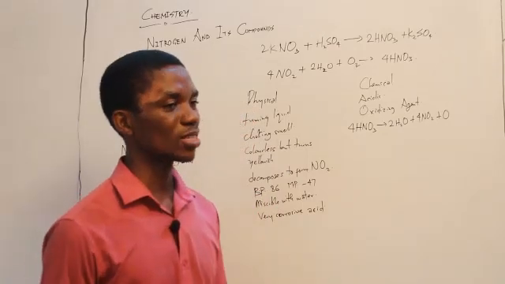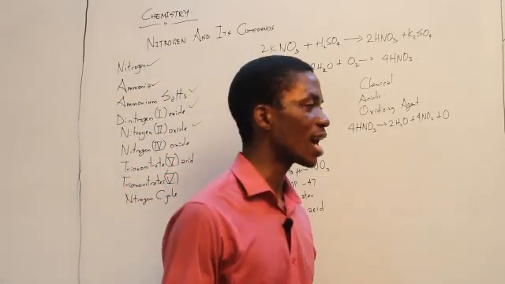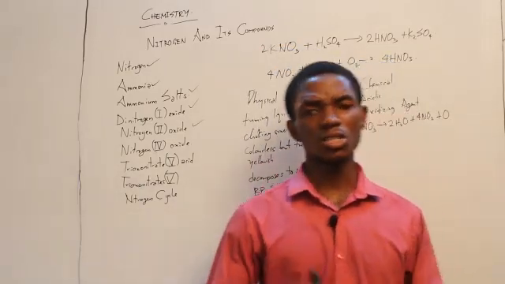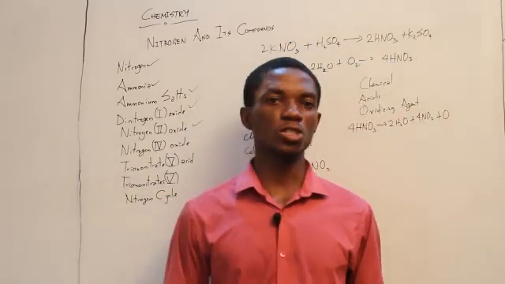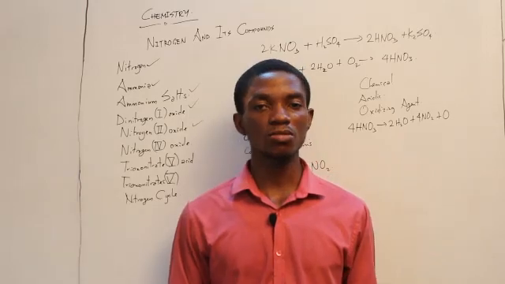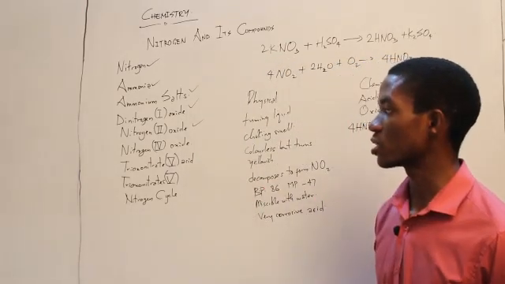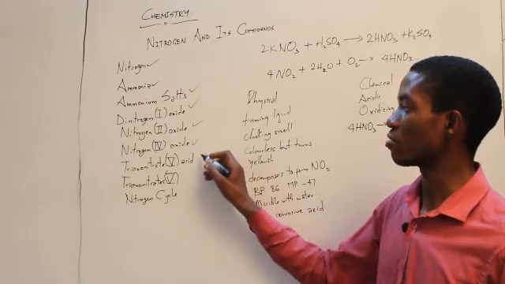It is used in making of fertilizers, in making of dyes, in making of medications, some particular drugs. It's also used in the making of explosives. Alright, then that's it about the trioxonitrate 5 acid.